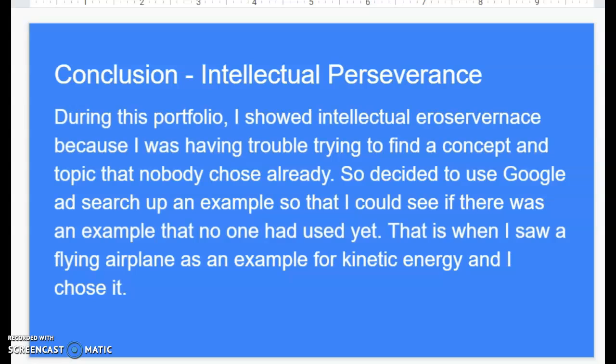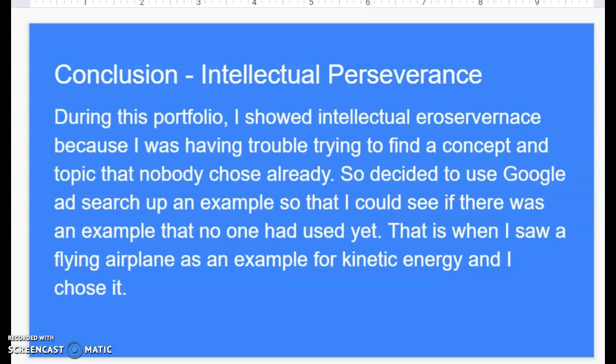And for this conclusion, I showed intellectual perseverance because I had to choose a topic that nobody had chosen before, and it was kind of hard because I kept looking through, and every time I chose something, somebody else already chose it. So it was hard to find a topic that I've experienced before, and at the same time for nobody else to have that same experience.